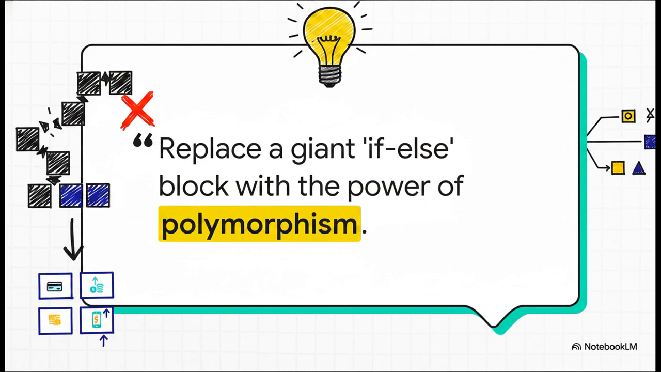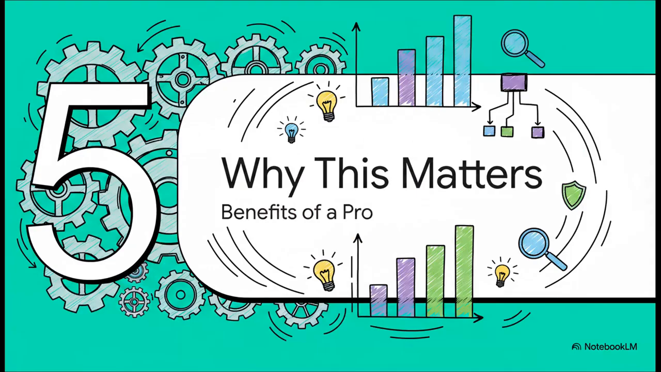And here it is. This is the aha moment. The key idea here is that we have completely replaced that messy, rigid if-else block with the power of polymorphism. Now that's a fancy word, but all it really means is that our payment context, our manager, can treat all of our different strategy objects in the exact same way, because they all follow the same blueprint. And now we can have brand new payment methods just by adding new classes, without ever touching the existing code. How cool is that?